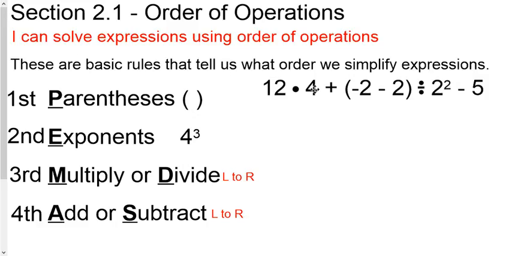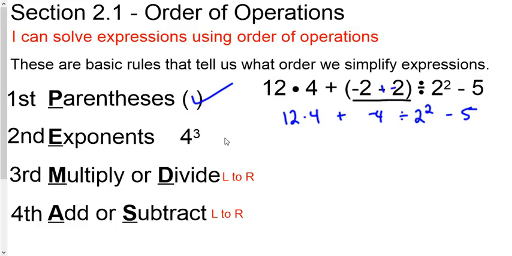We're going to solve this expression right here using the order of operations. So first off, parentheses. That means we have to go and do anything inside parentheses first, and we're left with this right here. So negative 2 minus 2 would basically be the same as negative 4. And now if we pull everything down, we can then go on with our order of operations.